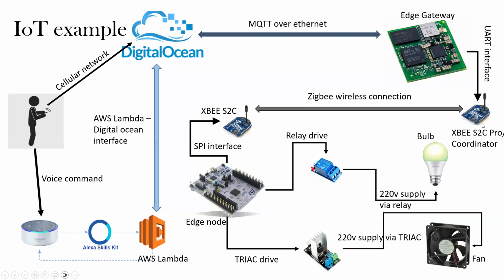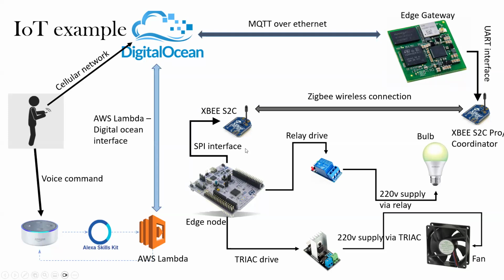This Zigbee basically provides us mesh networking. So it has the capability to connect with multiple edge nodes. This is called an edge gateway or edge coordinator. The coordinator is always attached to the gateway. So the gateway, via the coordinator, is able to communicate with multiple edge nodes. So this is one of the edge nodes.